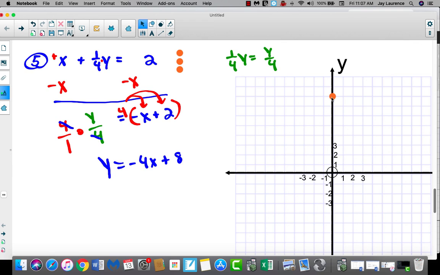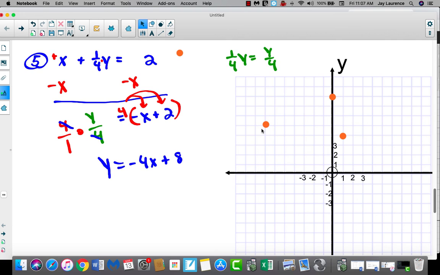And my slope is negative 4, or better yet, negative 4 over 1. So I'm going to rise negative 4. 1, 2, 3, 4. Okay. And then run positive 1. And I like the way my line's looking.